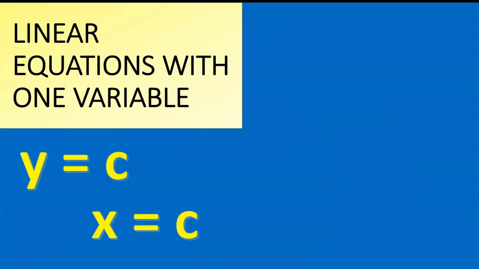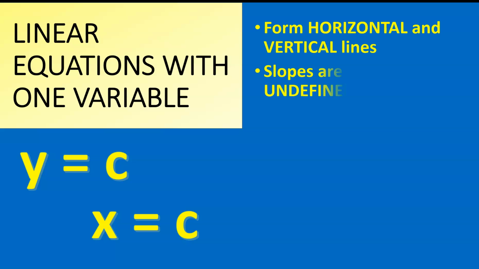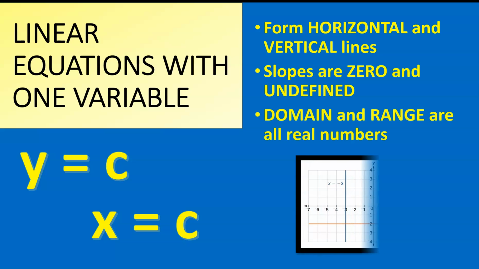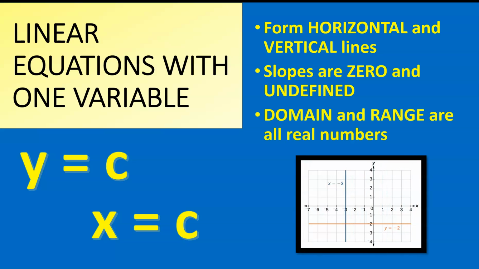However, there are some linear equations that only have one variable. You will mostly see them written as y equals some constant or x equals some constant. They will form horizontal and vertical lines. The slopes will be 0 and undefined, and then the domain and range of horizontal and vertical lines are all real numbers. So how are you going to keep them apart?